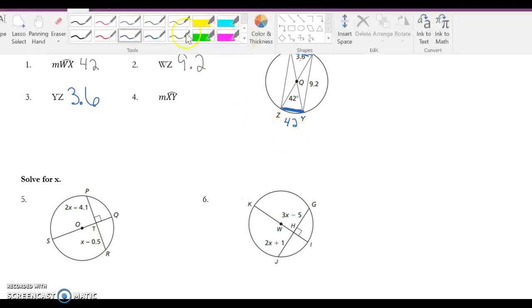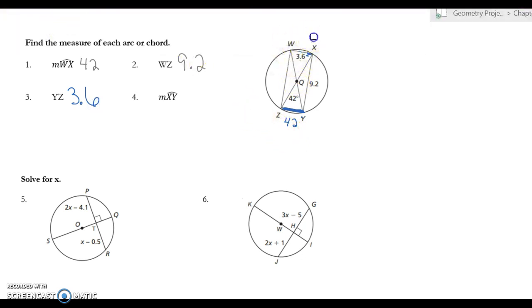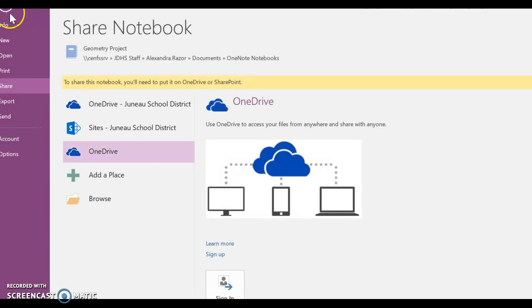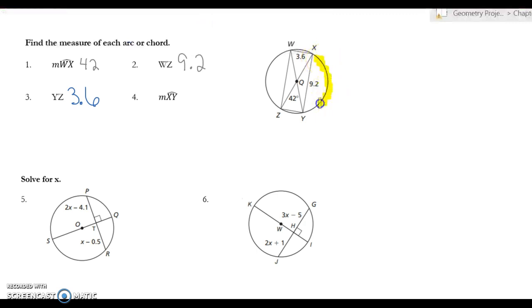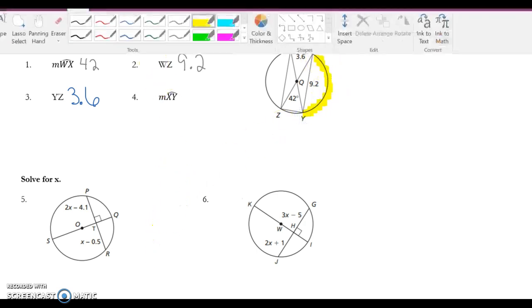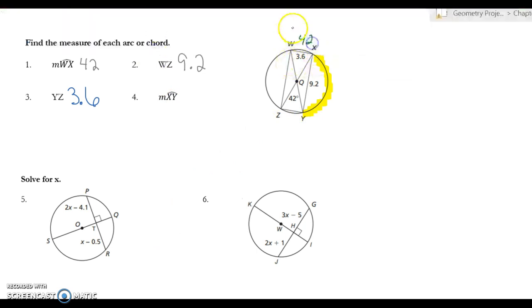Okay, and then the last one, let's erase one last time. The last one, oh, don't want to do that. Hit the wrong button. X to Y, and we actually talked about that a minute ago. Since we know that this arc is 42, these two arcs together make a semicircle. So 180 minus 42 should be 138. 180 minus 42. Yeah, 138. I always have to double check my math so I don't make mistakes, and then people are writing comments saying I made mistakes.